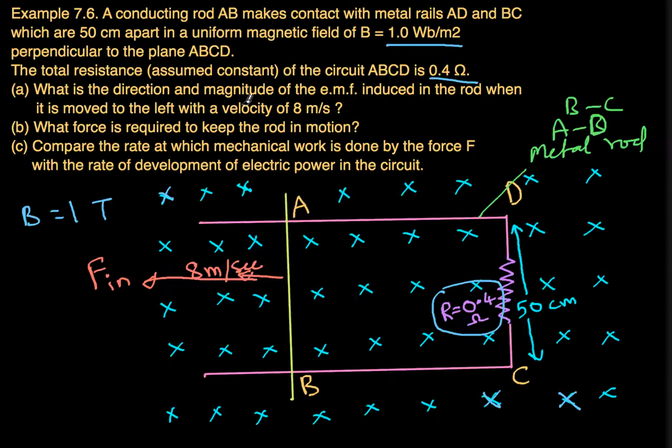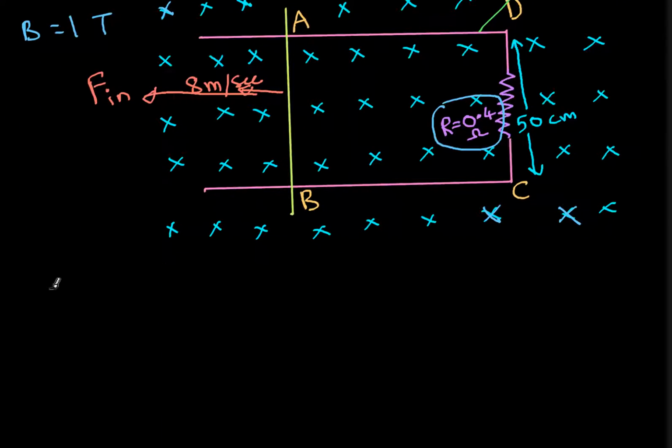What is the direction and magnitude of EMF? Let's do the magnitude of EMF first. We know that EMF induced is B L V sine theta. In this case, theta is 90 degrees because the magnetic field and the conductor are perpendicular to each other.